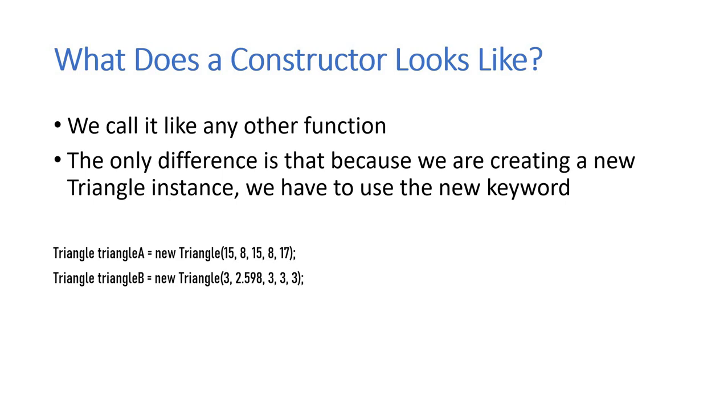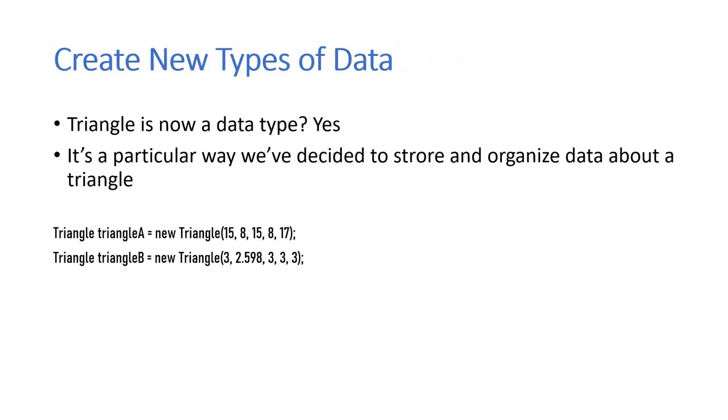The triangleA instance will have a base with the value 15, height with the value 8, side length 1 with 15, side length 2 with 8, and side length 3 with 17. The triangleB instance will have a base with value 3, a height of 2.598, and all side lengths with value 3. Now you might be thinking, Triangle is now a data type, and yes, it is. It is a data type now.